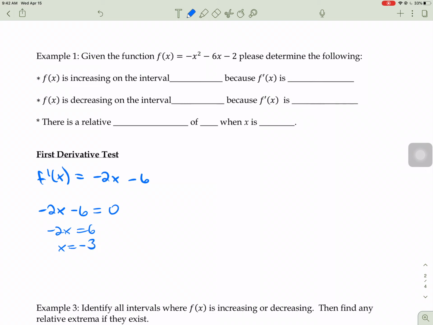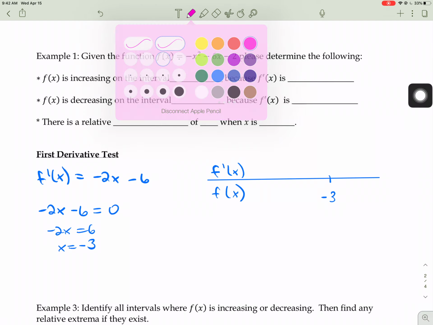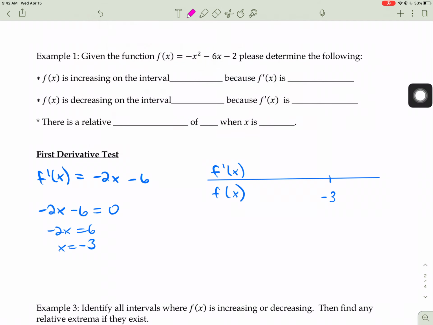Negative 3 is our critical point. So we're going to do f prime of x, f of x, and we're going to set negative 3 as the critical value. Okay? We're going to plug in a number to the right, and a number to the left. Doesn't matter, just show your work for each one.